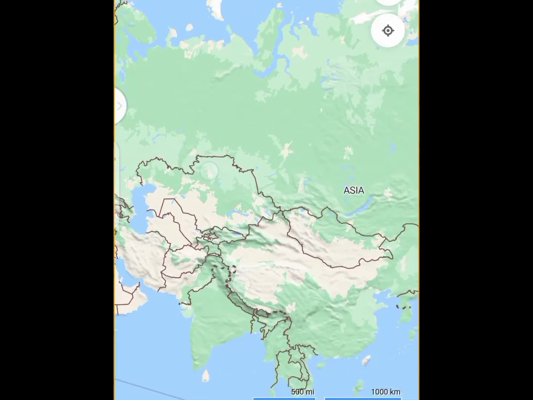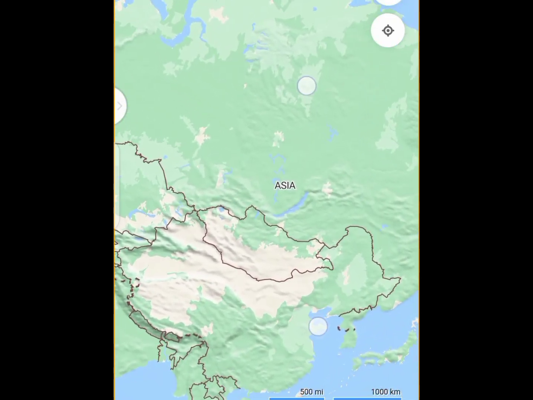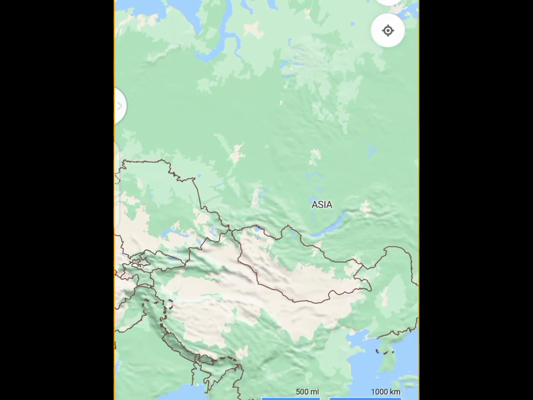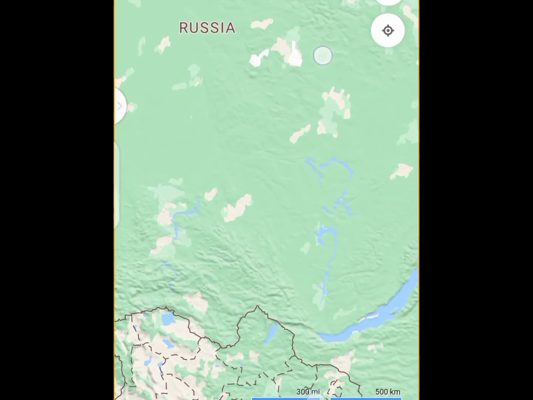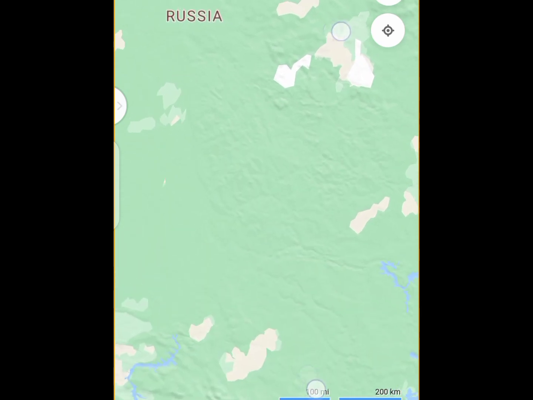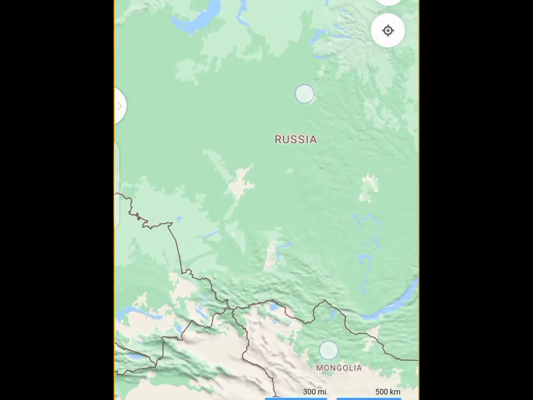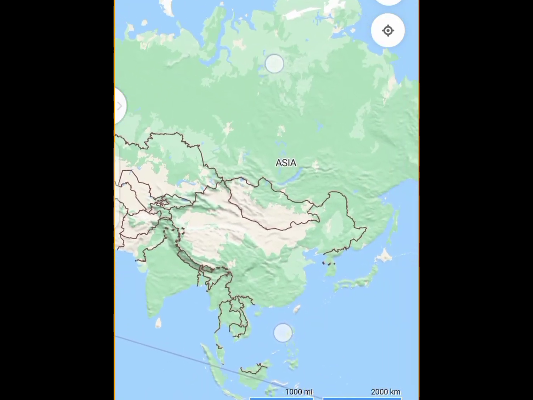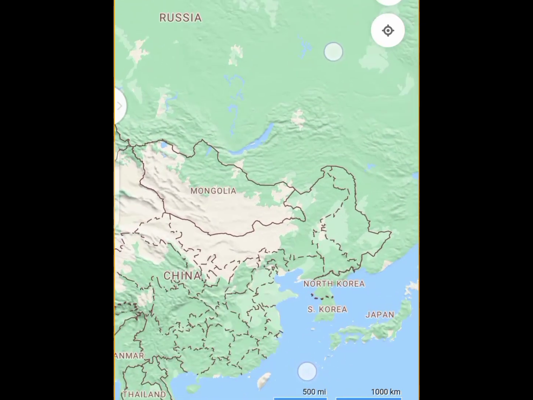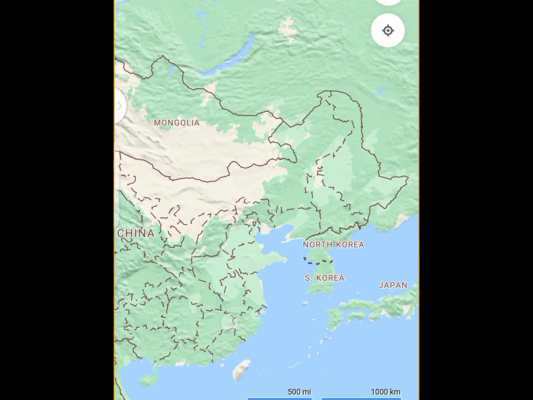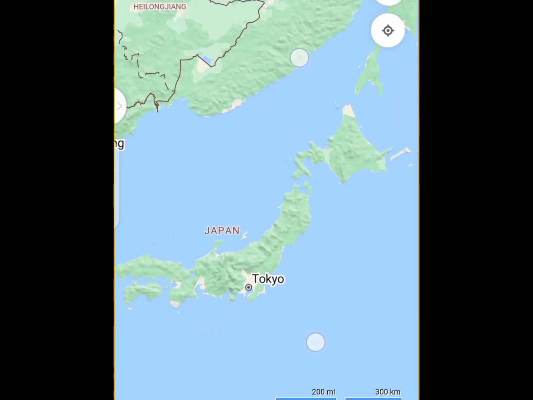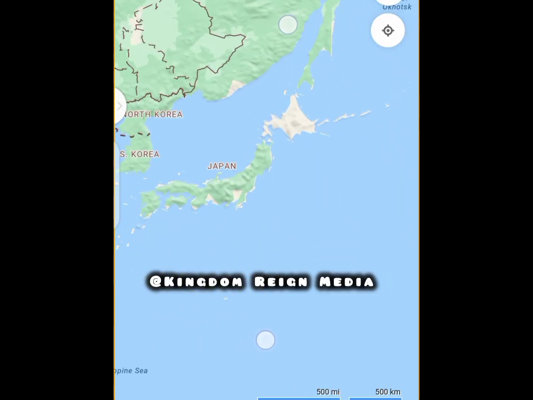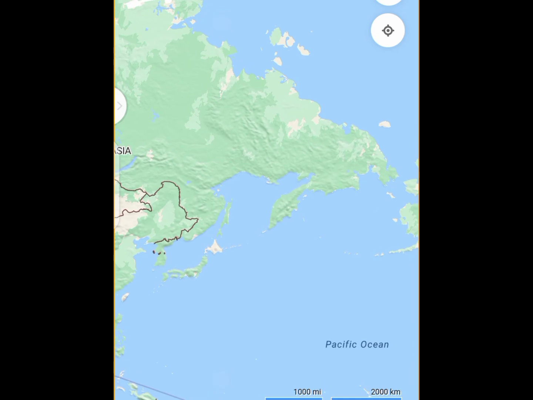Okay, zoom in. In Asia, you can see what we have in Asia. We have China, we have Angola right there in Asia, we have Russia right there in Asia. We also have India. India is one of the countries constituted right there in Asia. Very mighty. We have North Korea, we have Japan, we have Tokyo right there in Asia. We have so many of them.